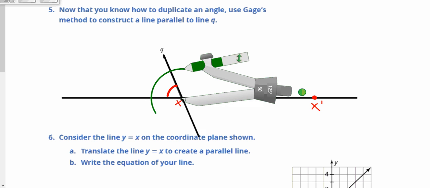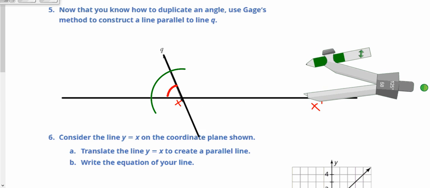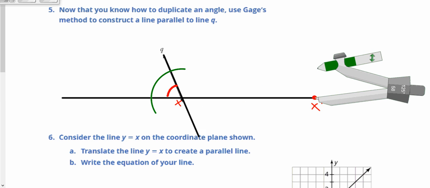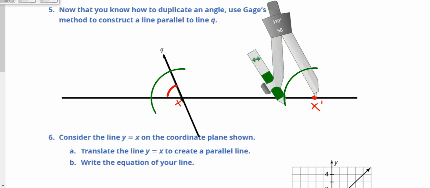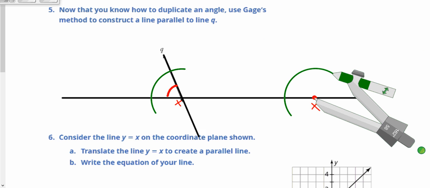Okay. Now, without moving my compass at all, changing the distance, I'm going to take it down here to X prime, and I am going to draw a new arc. Okay. So that it duplicates it. Now, okay, I'm going to call this point right here point Y. I'm going to call this one here point Z. Okay, I need to measure the distance from Y to Z.